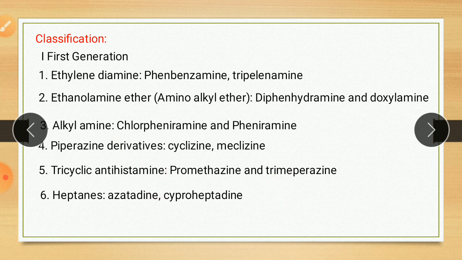So it is called first generation. First generation means older drugs, or first generation having the side effect, that is drowsiness. So first generation is divided into these 6 classes.